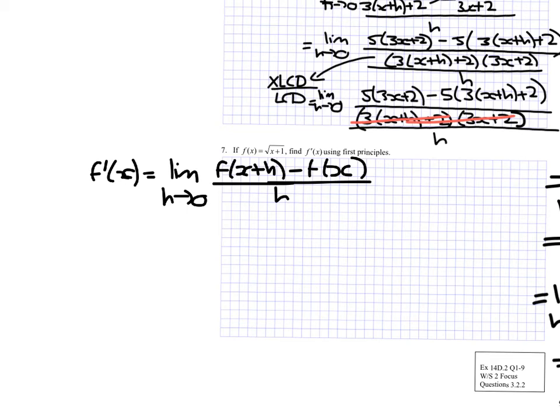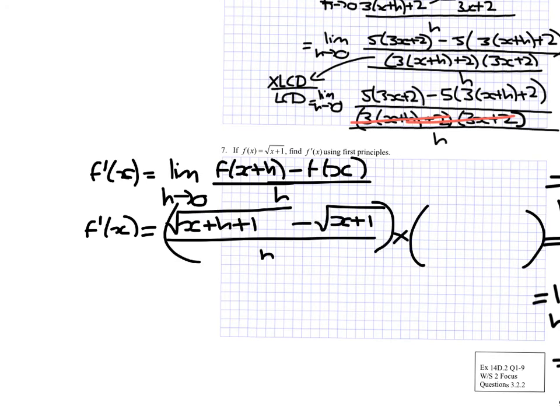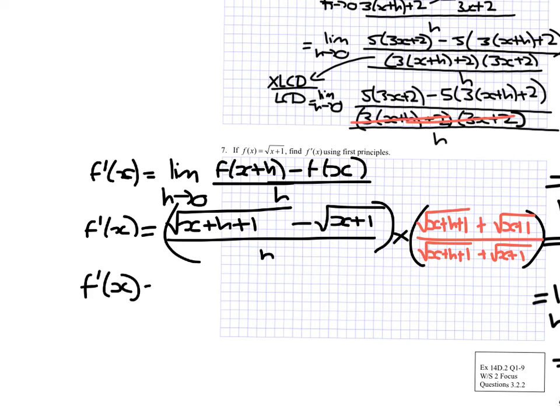So for x, you're going to put x plus h. And so what you're going to get is that f'(x) is going to equal the square root of x plus h plus 1, take the square root of x plus 1, over h. Now remember what we do here is that we form a difference of two squares. So we multiply that by the square root of x plus h plus 1, plus the square root of x plus 1, because we put the opposite sign in, over the same thing. What that does is that it forms a difference of two squares and we get rid of our surds, which is what we want to do because surds are hard to work with.